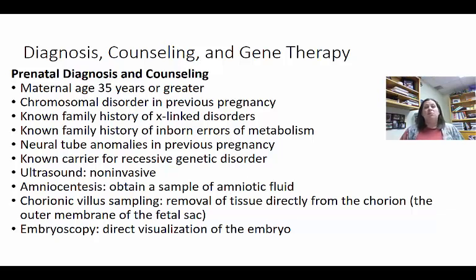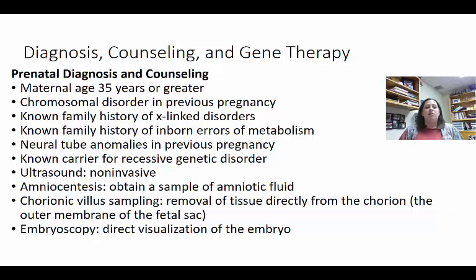Ultrasounds can be used, and this is one of the non-invasive ways with diagnosis. A more invasive way would be the amniocentesis or the chorionic villus sampling. Both of these, though, guys, mean that we're going to actually access the amniotic fluid, which means it is a higher risk of potentially causing a miscarriage. The risk is actually relatively low nowadays with the amount of technology we have, but the risk is still there.